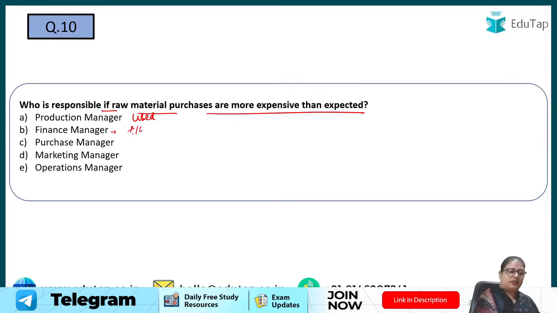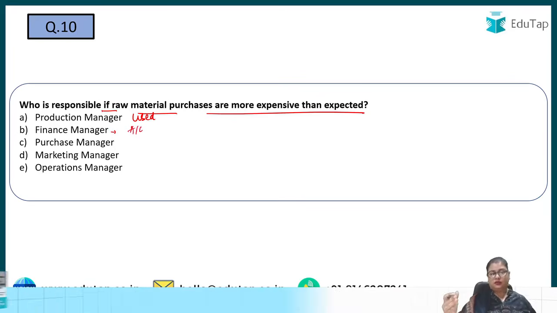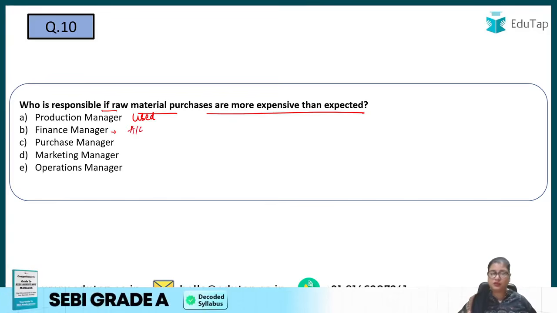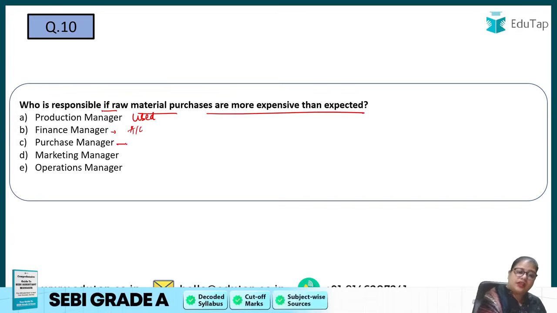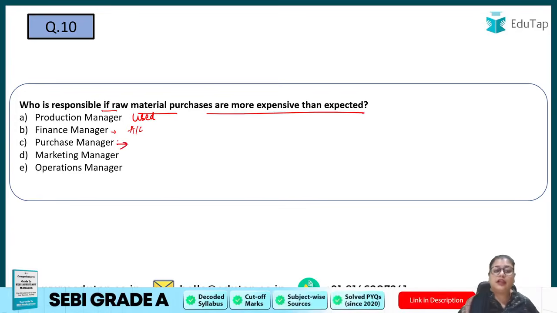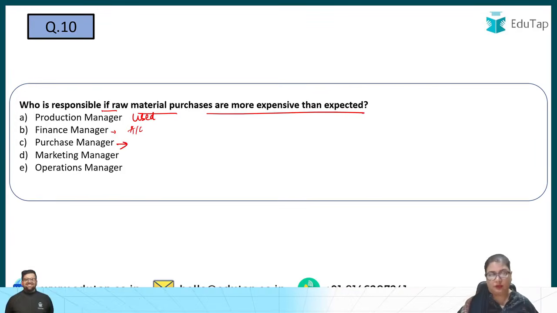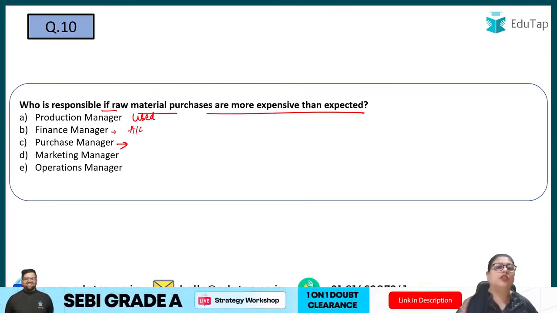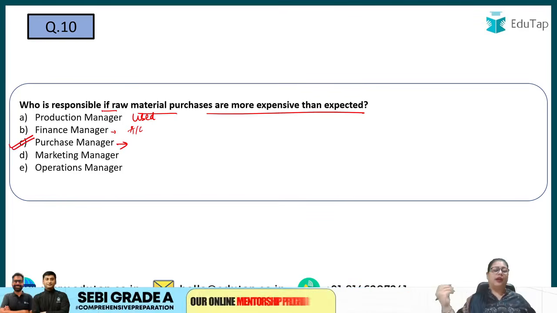Then the purchase manager. Can I hold this purchase manager responsible? Yes. The purchase manager will be held responsible, that okay, he has not negotiated well, because he is going for the purchasing. So yes, the answer would be purchase manager. He will be held responsible if he is buying expensive products.